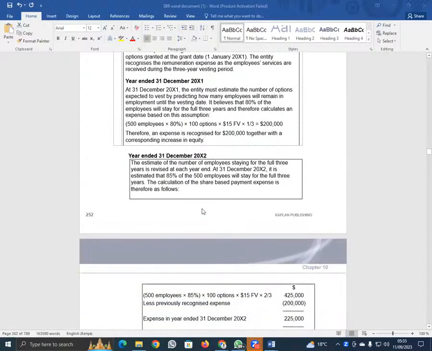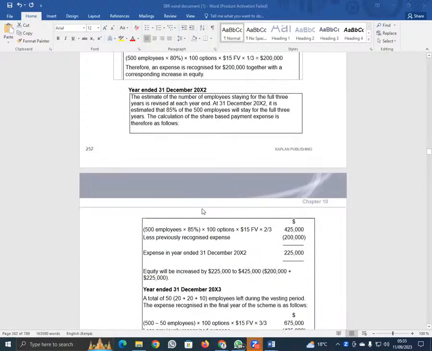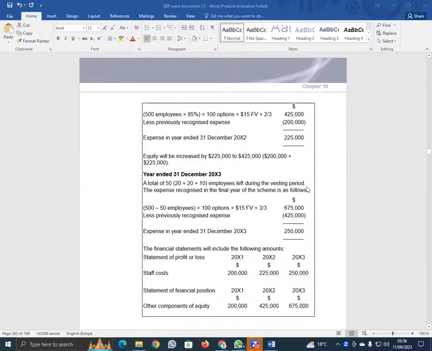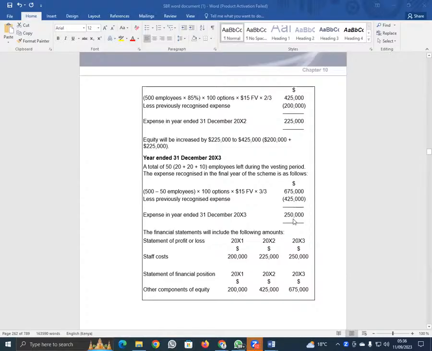And then at the end of year two, what do we have? The expense will be 225,000. And then at the end of year three, in this case, they have 250,000 as the expense.